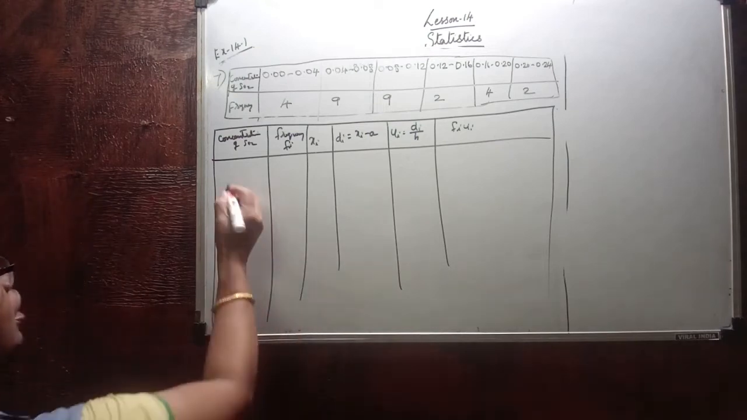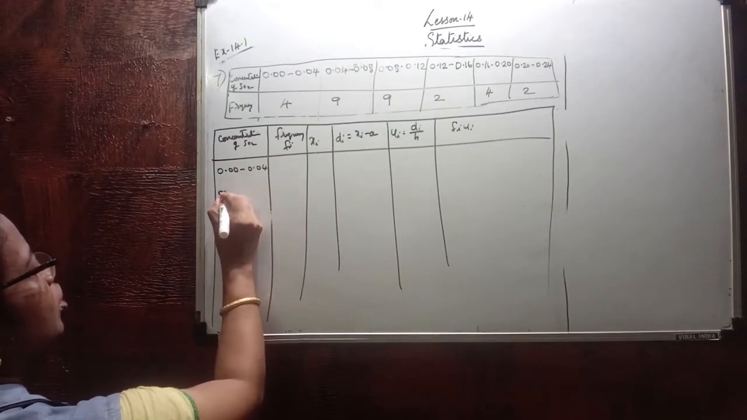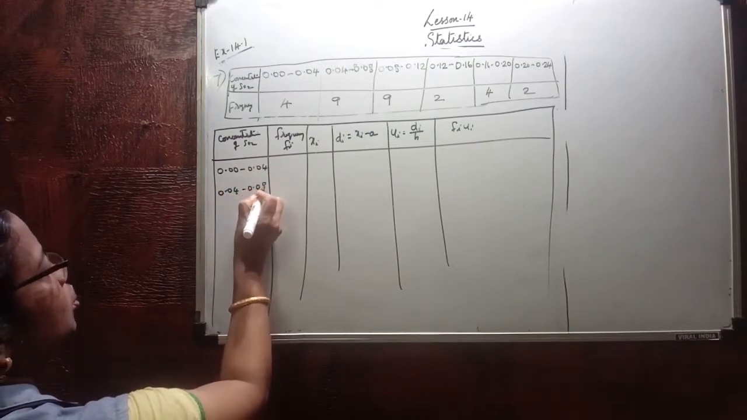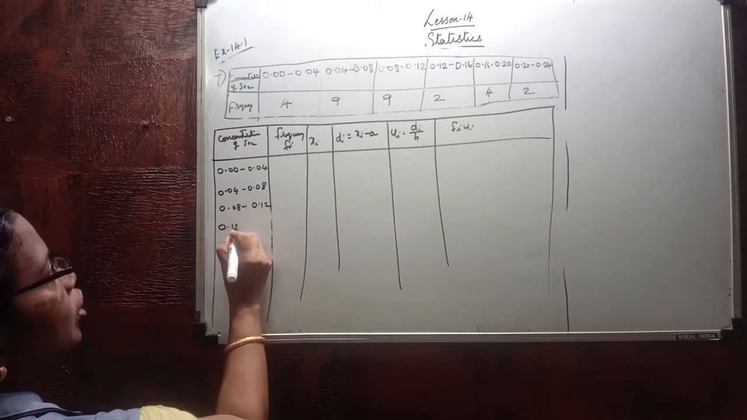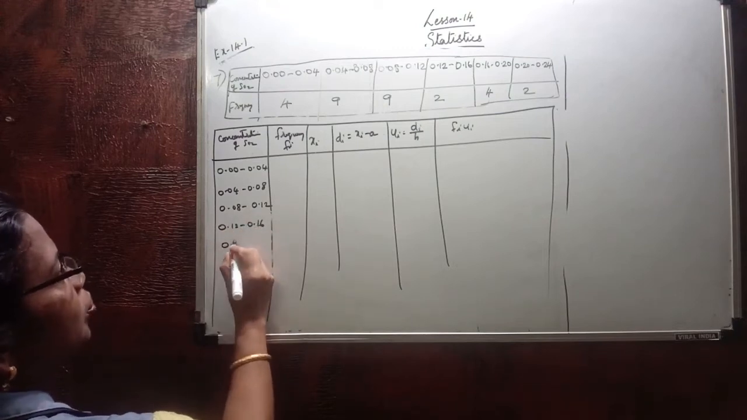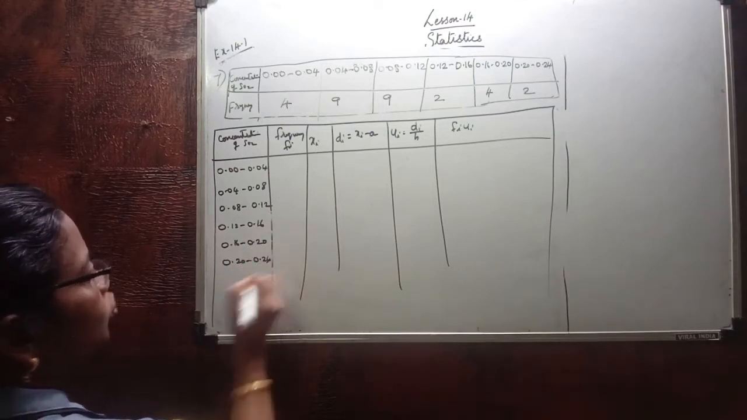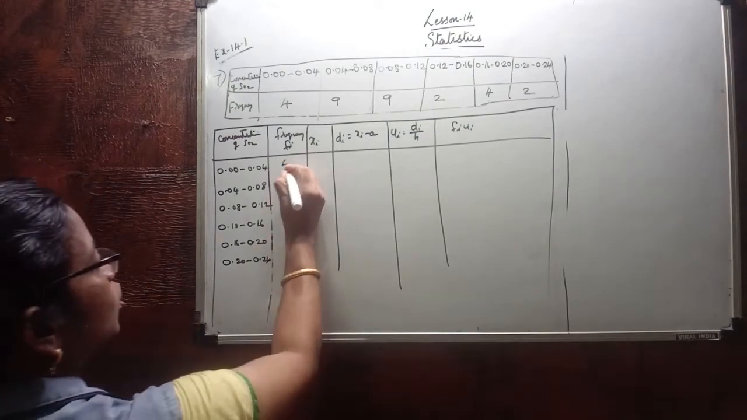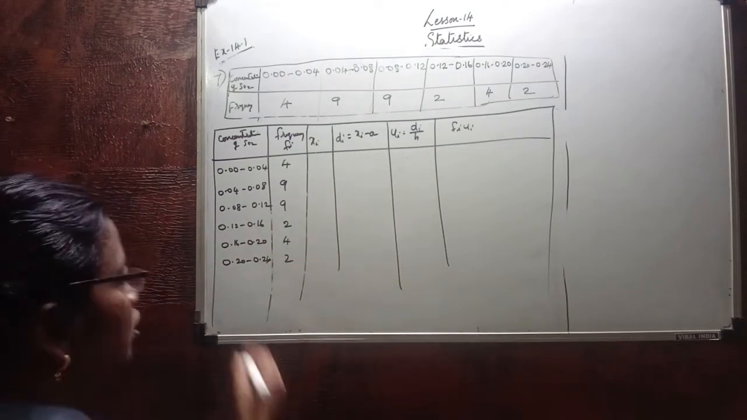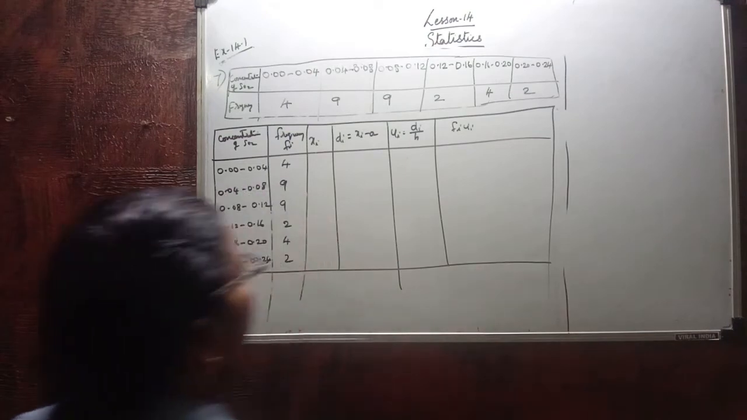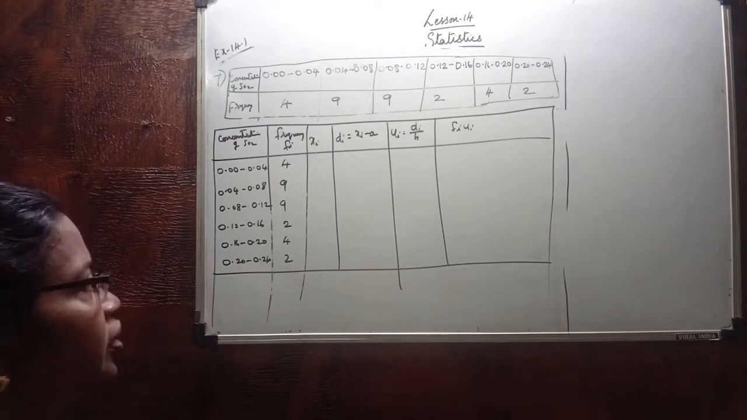So here it is 0 to 0.04, then 0.04 to 0.08, 0.08 to 0.12, 0.12 to 0.16, 0.16 to 0.20, 0.20 to 0.24. And the frequency is 4, 9, 9, 2, 4, 3. This is the frequency you get. And the next one is Xi. Xi means upper limit plus lower limit divided by 2.